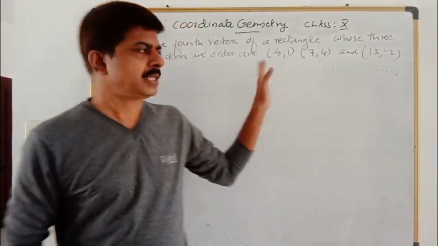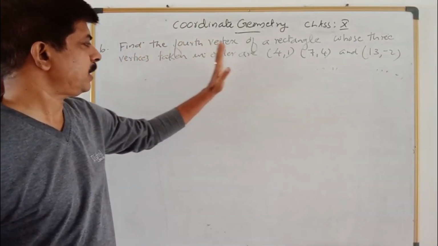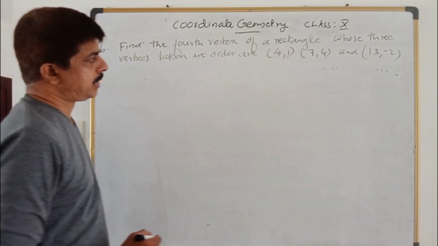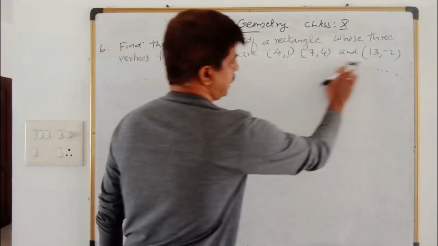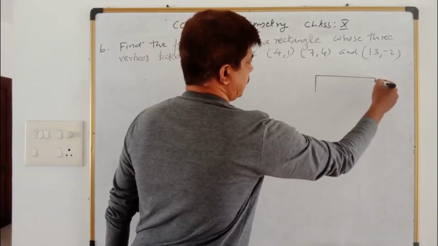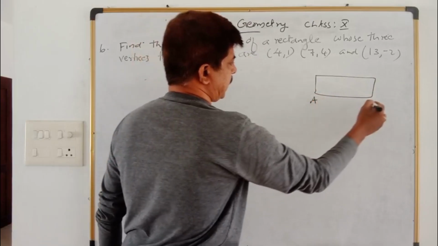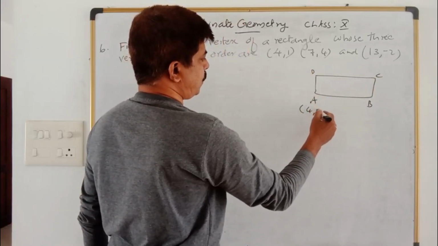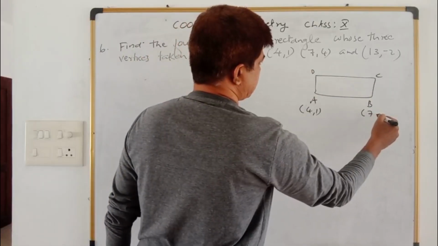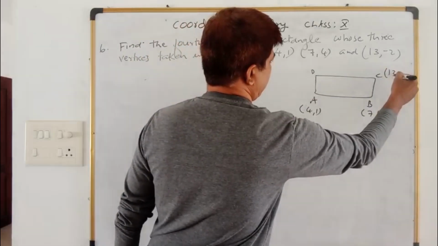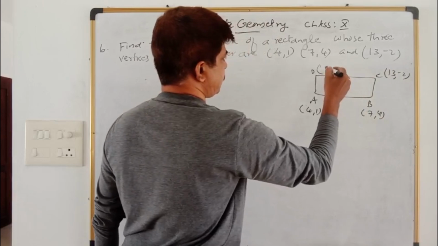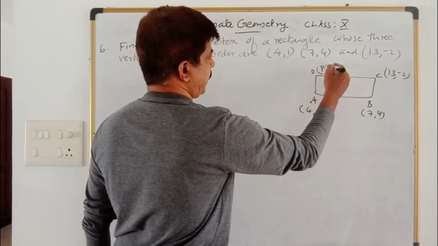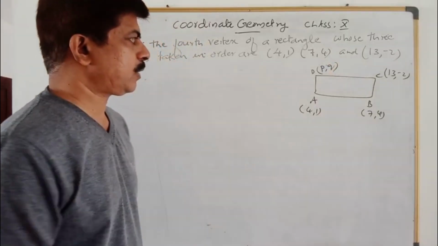Okay, here is our next question. Very important question. Find the fourth vertex of a rectangle whose three vertices, taken in order, are given: 4 1, 7 4, and 13 negative 2. We have a rectangle here. The vertices are given: 4 1, 7 4, 13 negative 2. This point is not given. Let us put p q; this fourth vertex we can call p q.